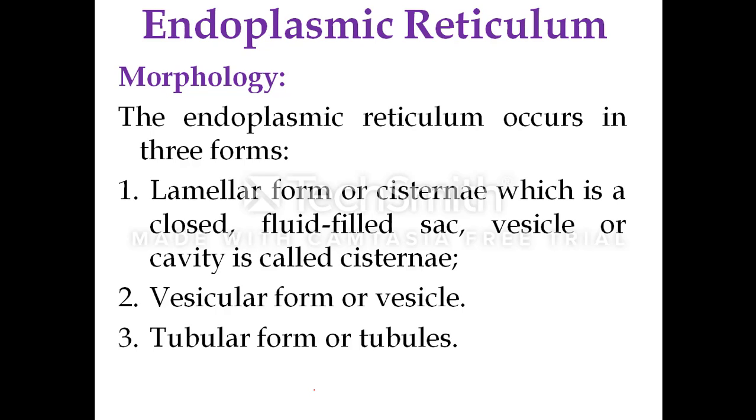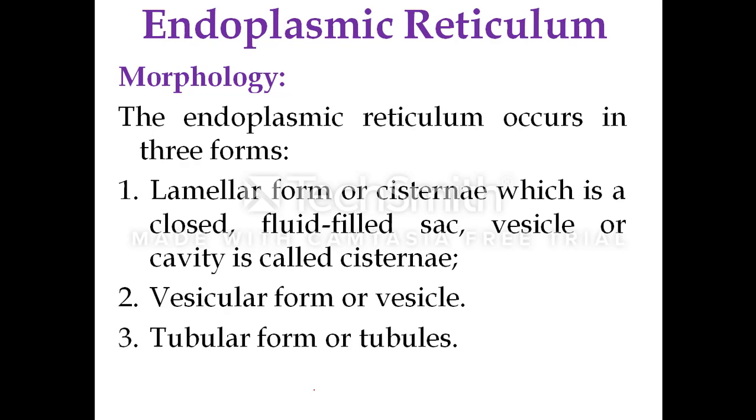Coming to the morphology, the endoplasmic reticulum occurs in three forms. First one is the lamellar form, otherwise called cisternae, which is a closed fluid-filled sac. The another form is the vesicles or vesicular form. The third morphological appearance is the tubular form, otherwise called tubules.